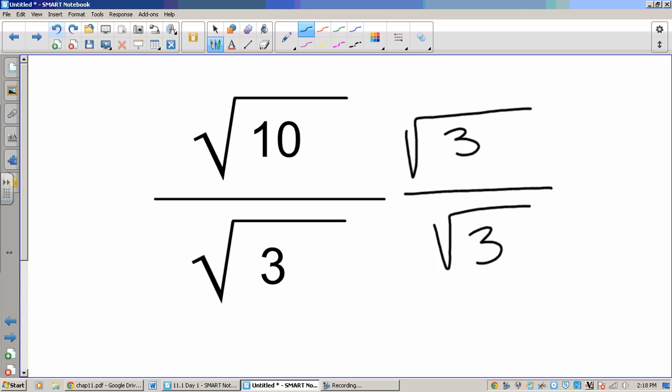Remember, way back in probably 4th or 5th grade, you learned about equivalent fractions. As long as we're multiplying anything by 1, it's going to equal the same thing. So here, we use what we learned with the product property of square roots. Radical 10 times radical 3 equals radical 30. And radical 3 times radical 3: a square root times itself is just itself, so it is 3.